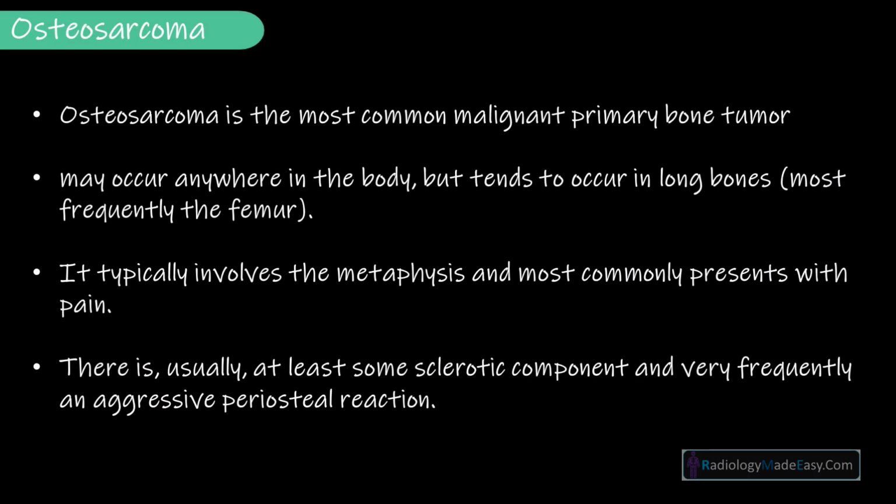Now let's discuss some key features about osteosarcoma. Osteosarcoma is the most common malignant primary bone tumor. It may occur anywhere in the body but tends to occur in long bones, most frequently in the femur. It typically involves the metaphysis and most commonly presents with pain. There is usually at least some sclerotic component and very frequently an aggressive periosteal reaction.